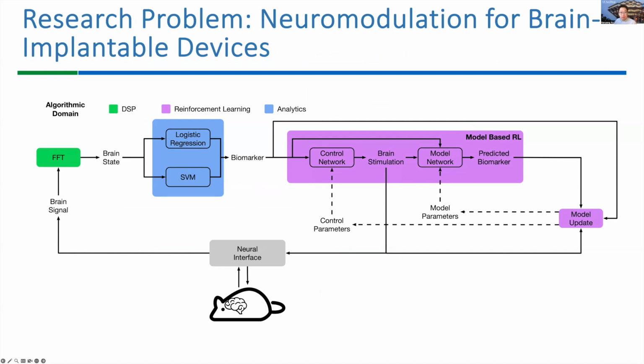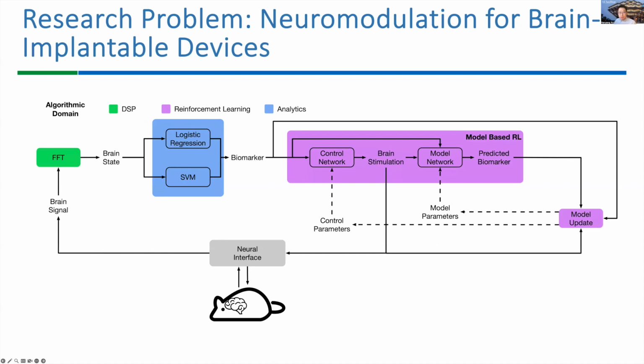Then the captured signal is processed through DSP algorithms such as FFT to obtain the brain state. The brain state is then fed to a biomarker detection algorithm using classical machine learning algorithms. Then the biomarker is fed to a control network, for example, an RL-based control network, to produce brain stimulation. The biomarker is also fed to policy networks that predict the next biomarker based on the current brain stimulus. This inference data is also stored for future model parameter updates.